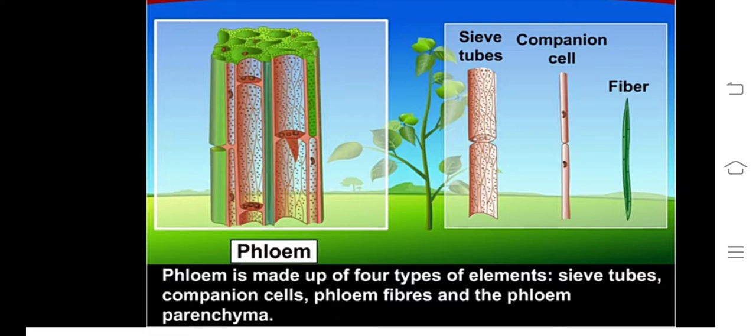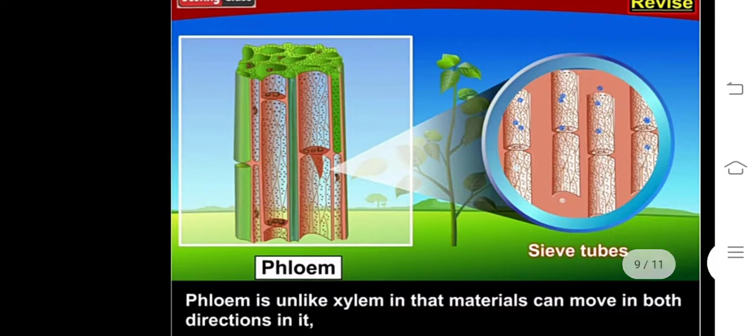For phloem, what do you have to remember? It is a food conducting tissue. Clear? Next, observe carefully the slide here. Unlike xylem, in phloem materials can move in both directions. In xylem, water is transported from the root to the tip of the plant body, that means unidirectional, children. What about phloem? The food is prepared in the leaf, right? The food has to reach the root, stem, leaf, flower, fruit and all. That means it moves in both directions.